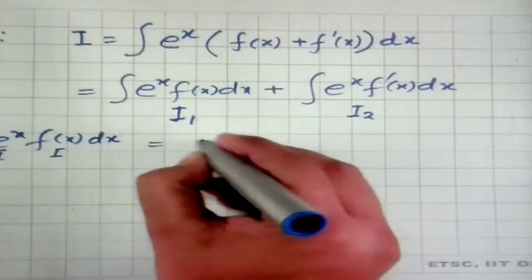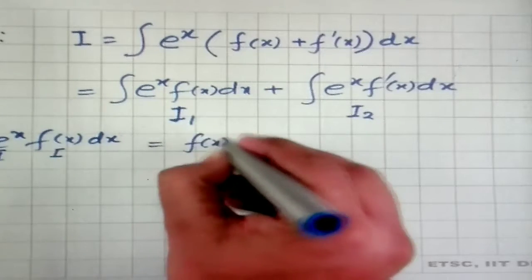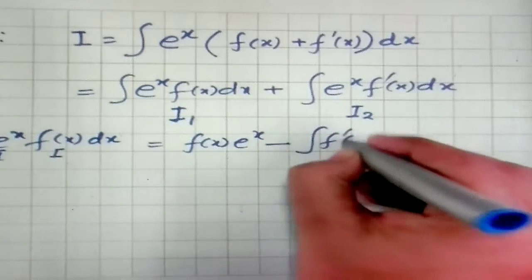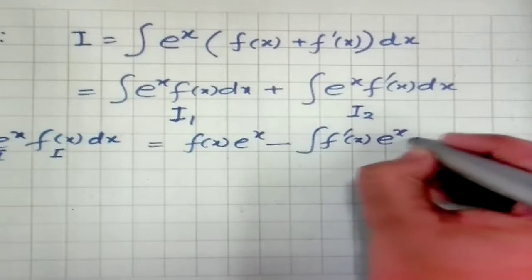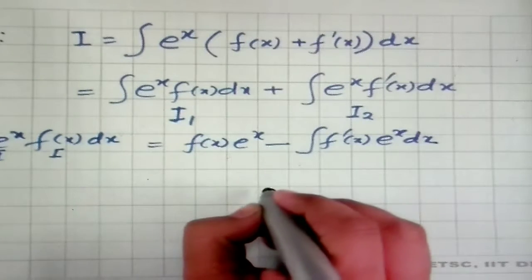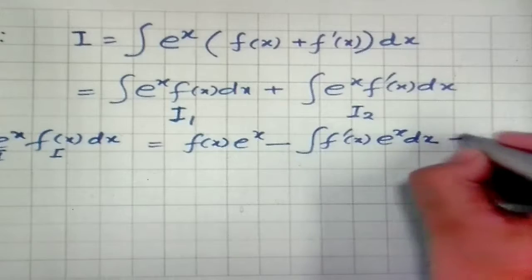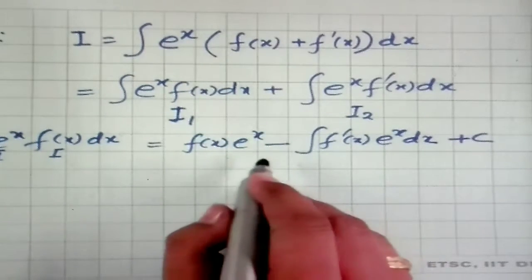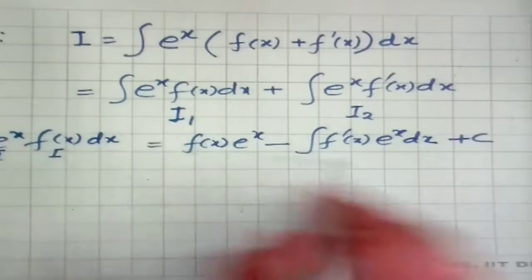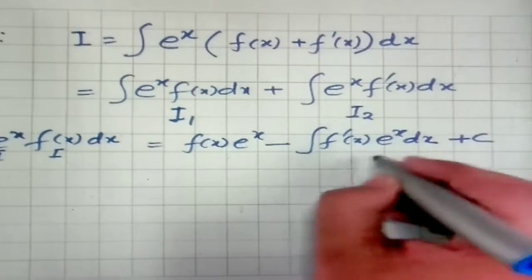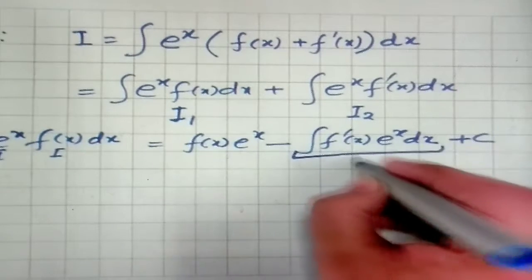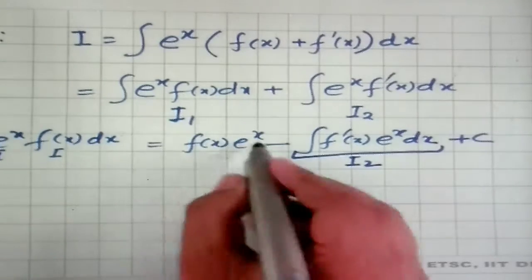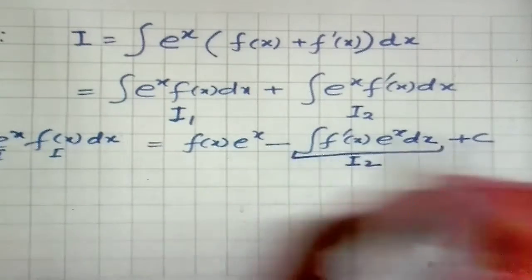So the integral will come out to be f(x) e raised to power x minus the integral of the differentiation of the first, f'(x), times the integration of the second, e raised to power x dx, and plus of course the constant of integration, which finally will appear there. So now you can see that this is nothing but I2, and therefore I1 is f(x) e raised to power x minus I2 plus c.